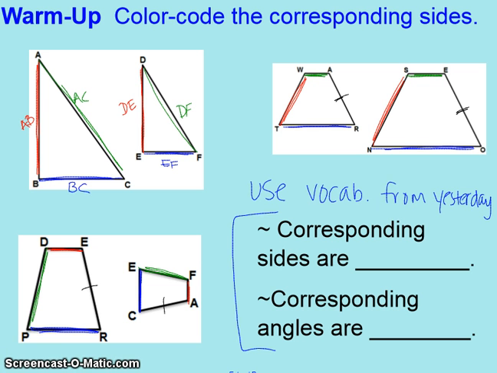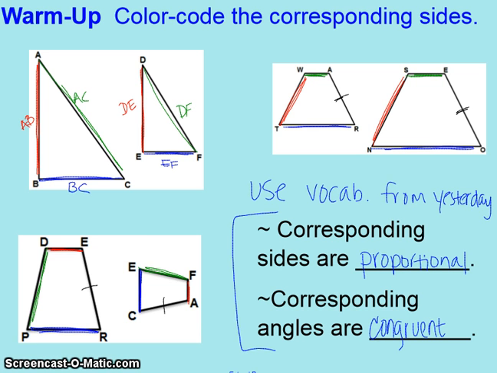If you looked at your vocabulary from yesterday, I know the corresponding sides are proportional, and then I also know that corresponding angles are congruent. And remember that congruent means the same thing as equal, or equal to each other.